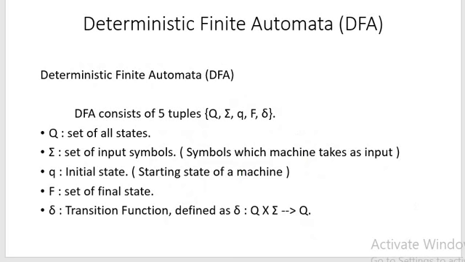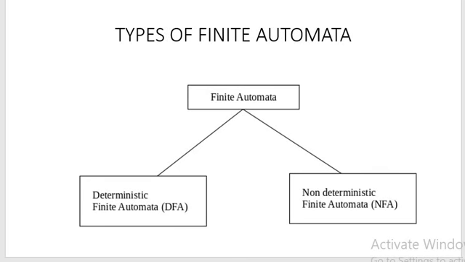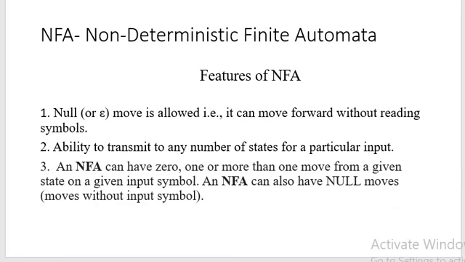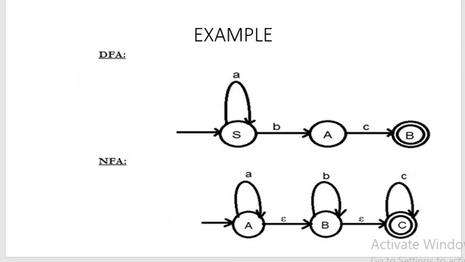So far, we saw what are the types of finite automata, DFA and NFA. In DFA, there is no epsilon. In NFA, there is an epsilon transition. Here only one state is accepted, while in NFA more than one is accepted. Example we saw. In deterministic finite automata, no epsilon; in NFA, there is an epsilon transition. Only one state is allowed in DFA; in NFA more than one is allowed.